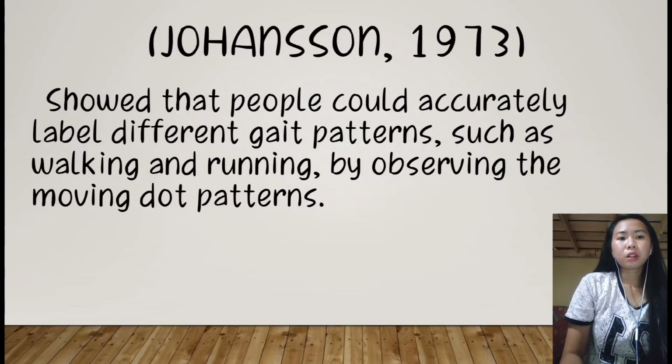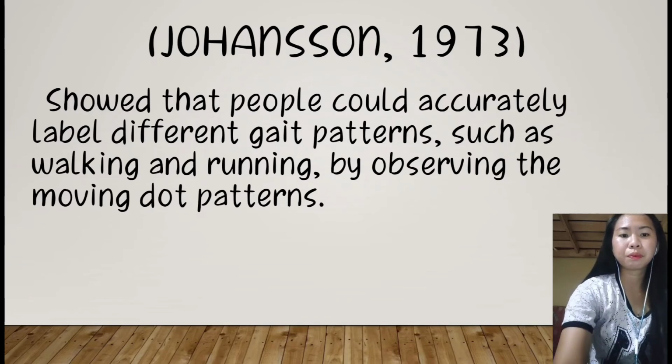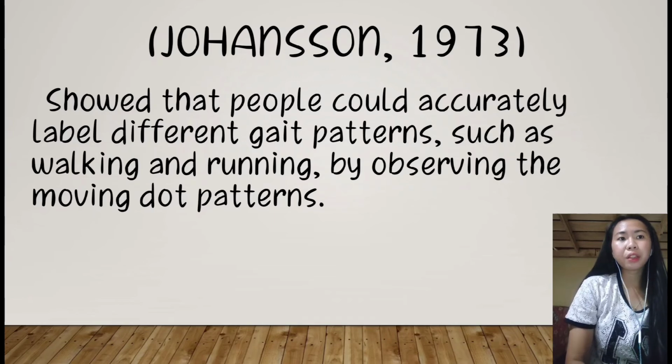The first reported use of this procedure is Johansson in 1973. He showed that people could accurately label different gait patterns such as walking, running, observing the moving dots pattern. Johansson 1973 ang naka-labeled.